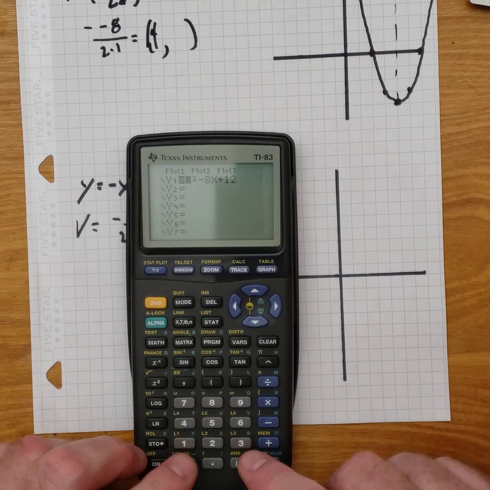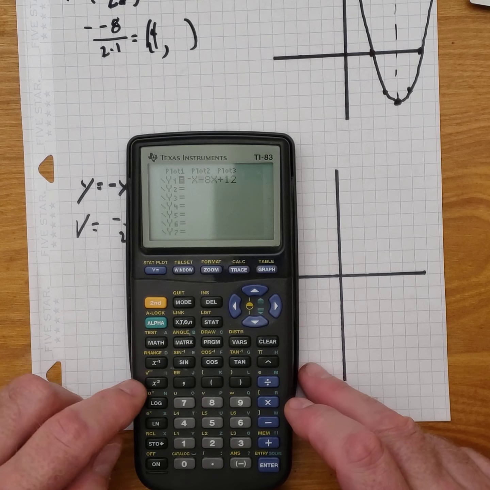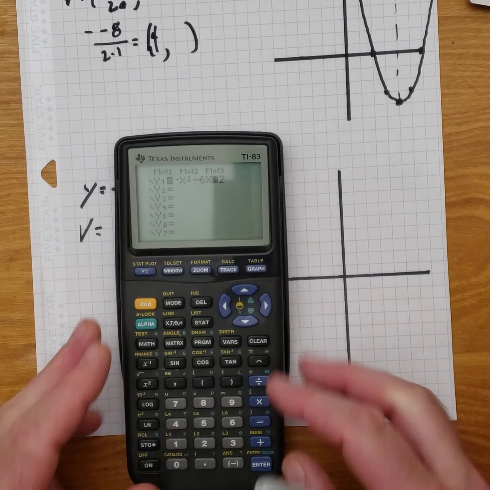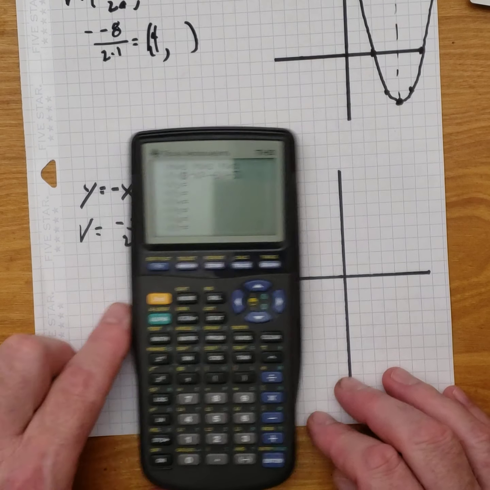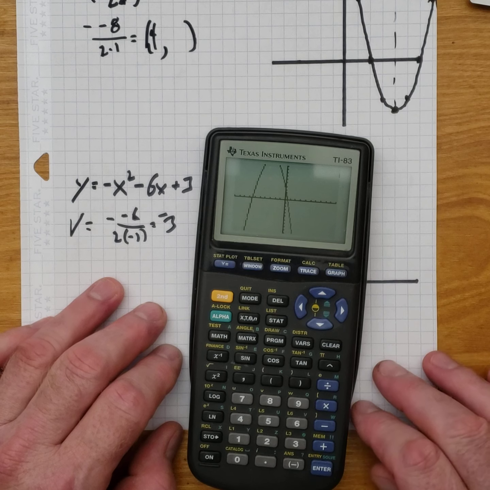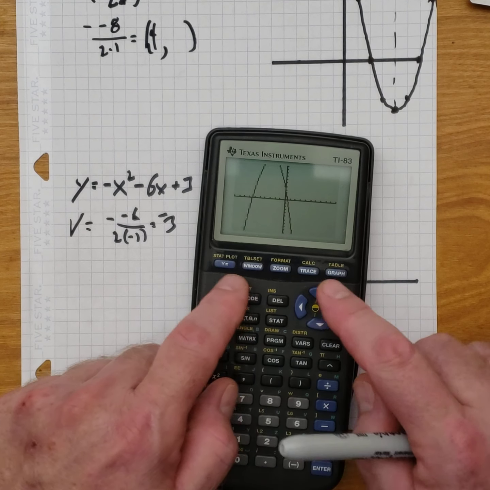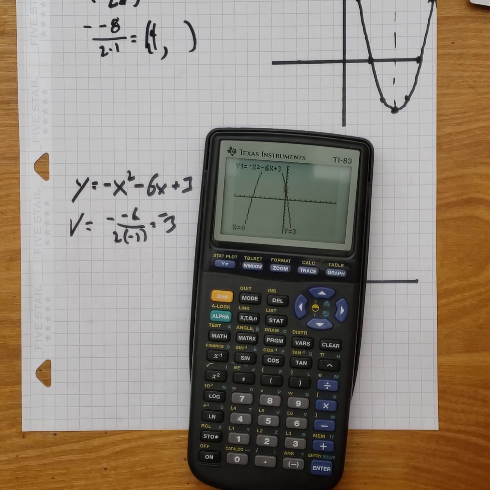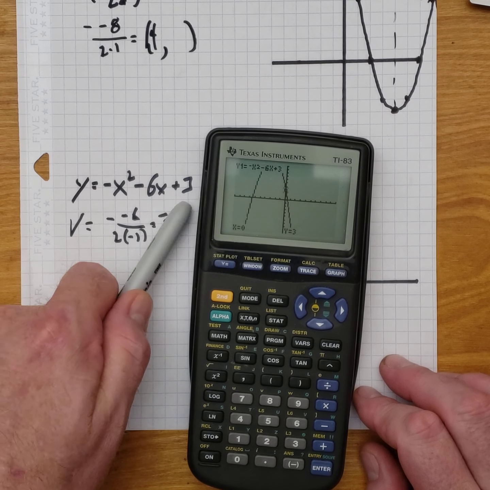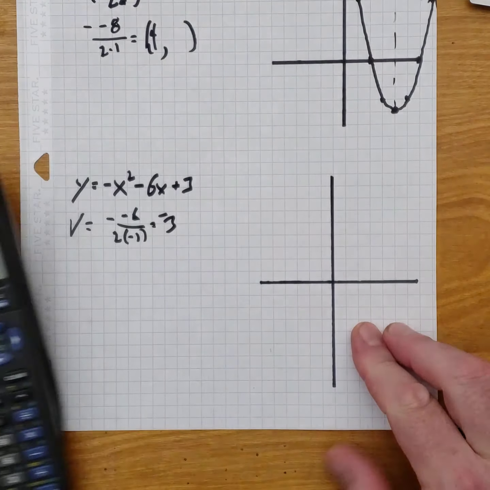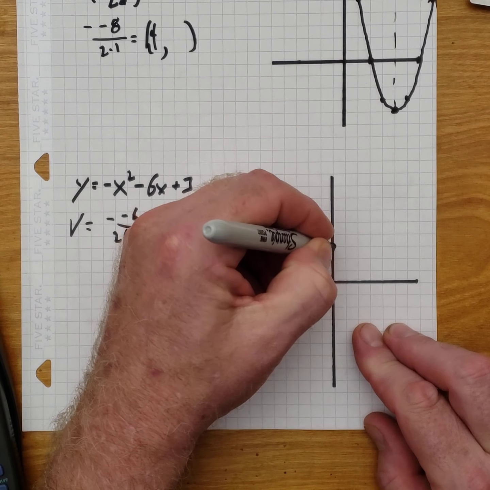So let's go plug this in. It's negative x squared minus 6x, what was it, plus 3? Okay, and then we get that on our graph screen. Okay, looks like our y-intercept, trace 0, is 0, 3. We really already know that because that constant is always going to be our y-intercept. So let's put our y-intercept at 0, 3.